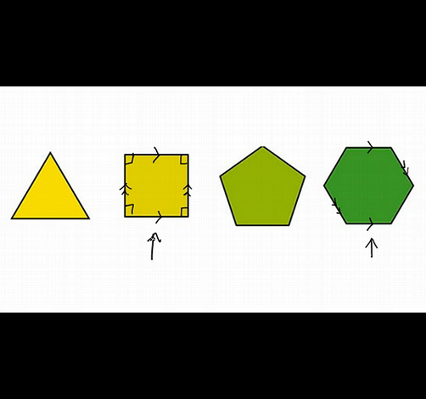So those two sides are parallel. And then this side would be parallel to this side. If you extended those sides, they would never cross each other. So the square has 2 sets of parallel sides, while the hexagon has 3 sets of parallel sides. So there's an example of how we can apply the terms to different geometric shapes.